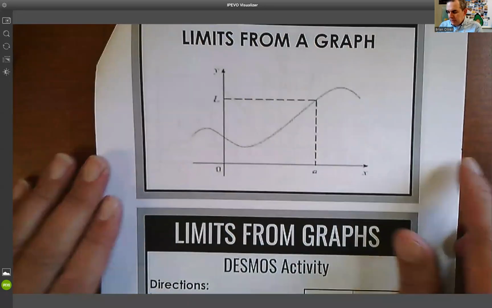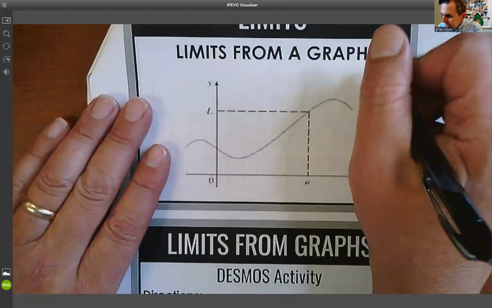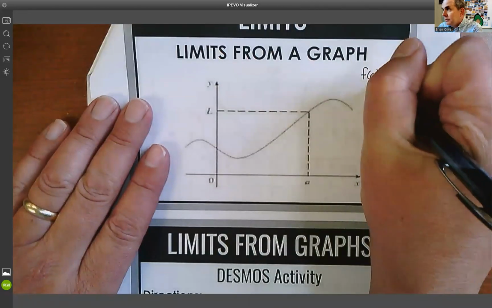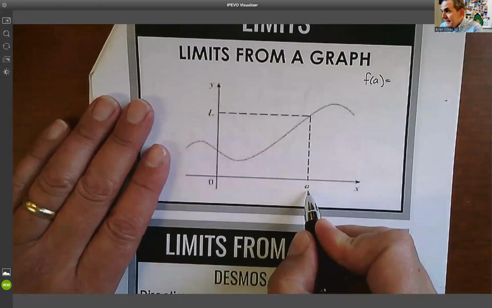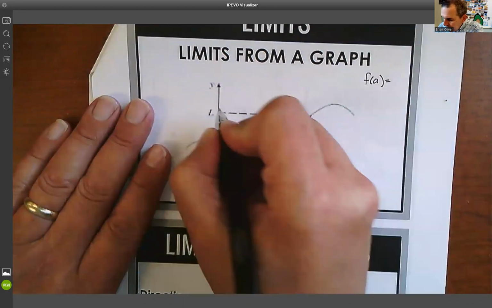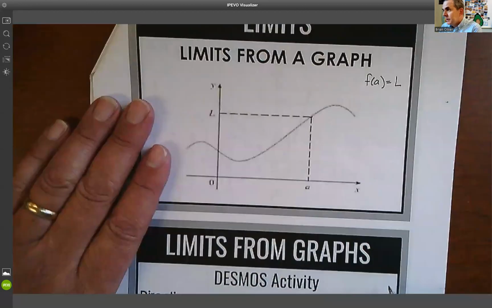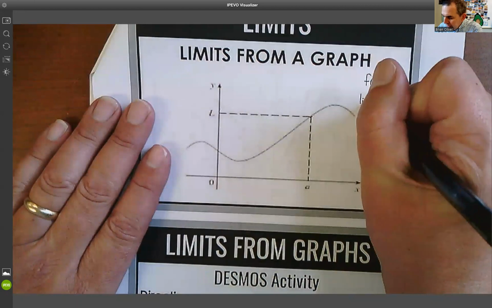So what we did, we talked about limits from a graph. The way we understand a limit from a graph is different than actually looking for the value of a function at a point. If I asked you what is the value of this function at A, you would come right up here, trace your finger over, and say it's L. That is the value.